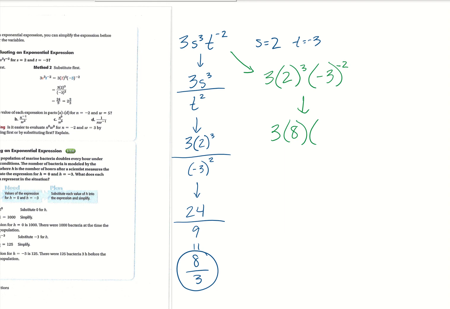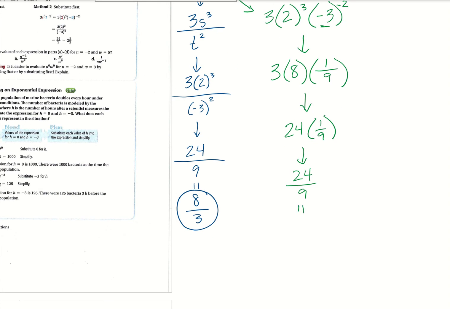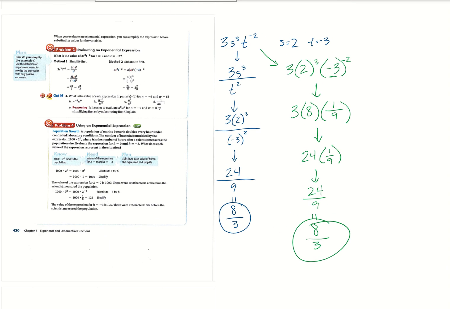Okay. That should give me 1/9, right? Because -3 to the second power is 9. And then I need to flip it so that's 1/9. Okay. From here, I can go ahead and simplify more. So 3 times 8 is 24 times 1/9. 24 times 1/9 is 24 over 9. And then that will equal, again, 8/3. All right, so you can see there, either order works for this problem. It doesn't really matter, and it's totally up to you.